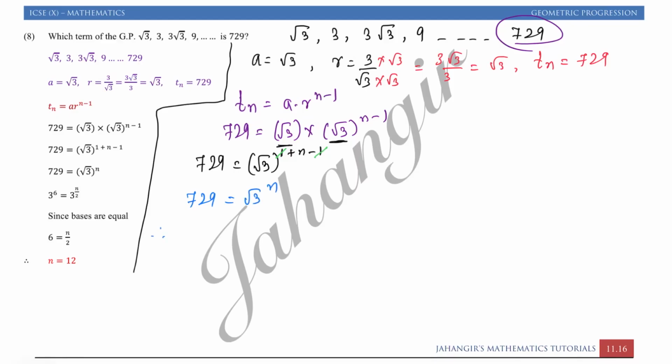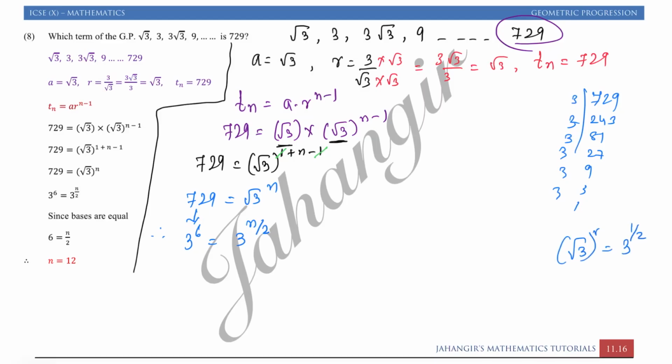So this can again be written as 729. We will find the prime factors. 3 2s are 6, 3 4s are 12, 3 3s are 81, 27, 9, 3, 1. It's 3 raised to 6, and this I can write as 3 raised to n by 2. As I told you, if you have root 3, you can write 3 raised to half. But since it's raised to n, I can write n by 2.